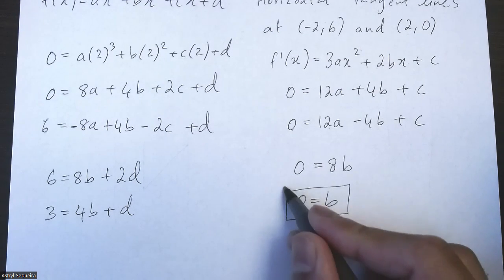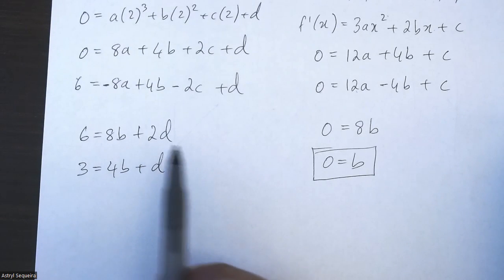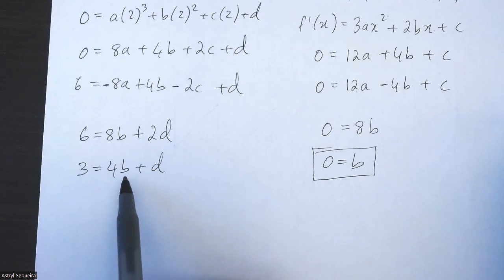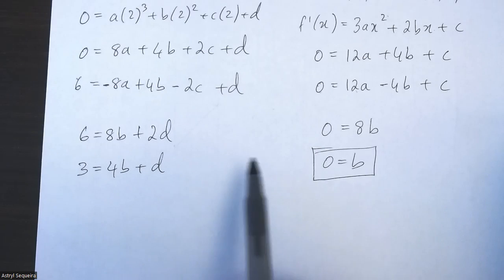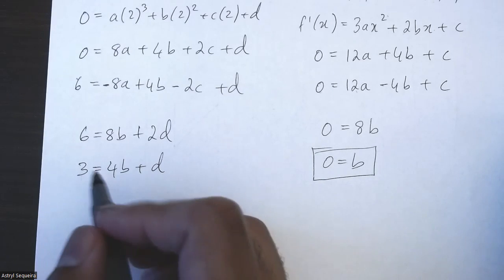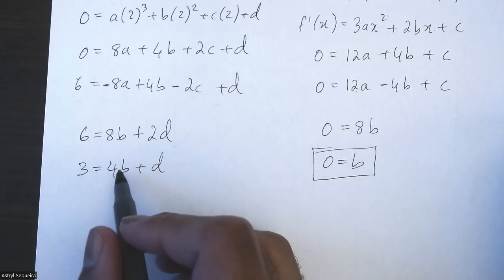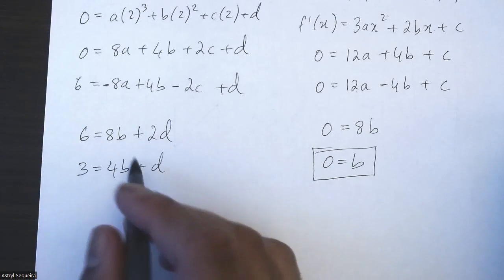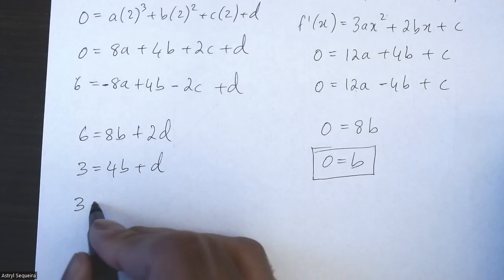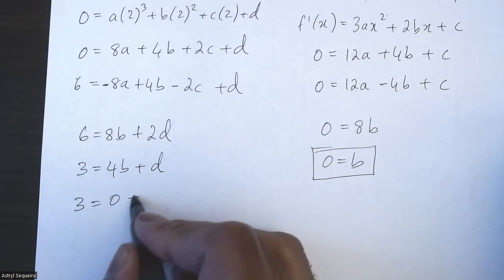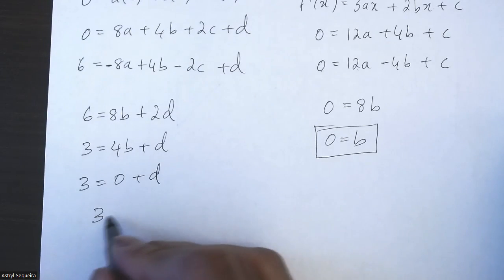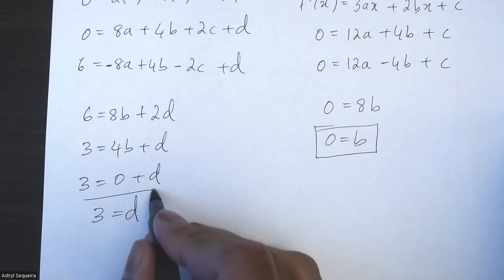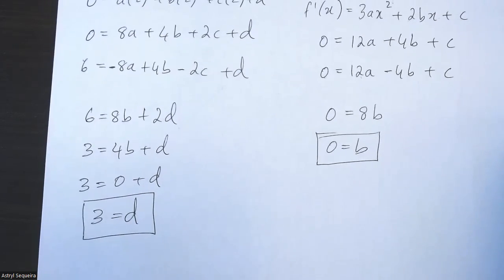So I found my first variable over here. Now I can sub in b equals 0 into either of these equations. It doesn't matter in which one, you'll get the same answer. I'll just sub in b equals 0 here. So 3 equals 0 plus d, which means that my d is just 3. Okay, now I found my b and my d values.